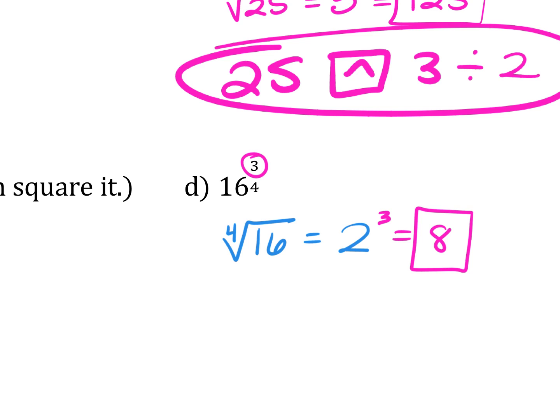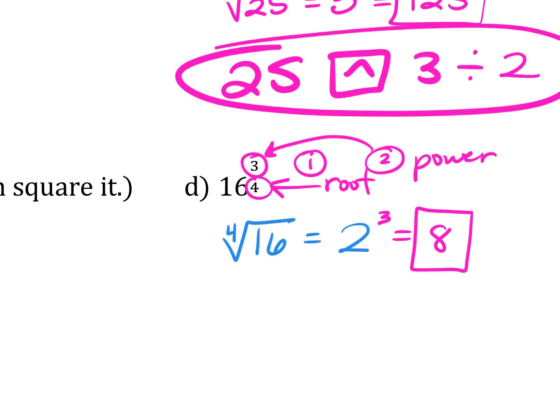How are we doing with that? Does that make sense? So just make sure you start with the bottom. This is your root, so take the 4th root. Then that should be your first step. Your second step is take it, whatever you get there, to the power, which is this guy. So take the root, then take the power. Okay? Any questions on that?